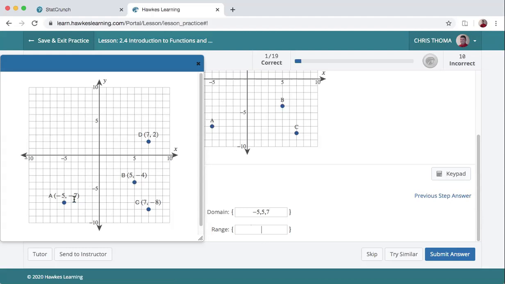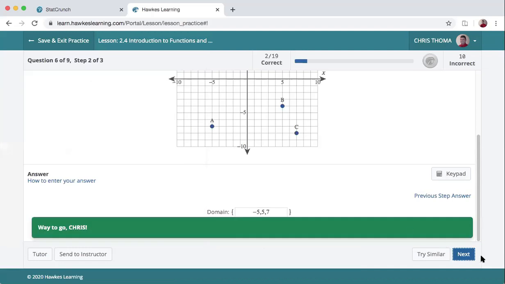Range are my y values, so -7, comma. My B is -4. My C is -8. And you don't have to put them in order. You can if you want. Because remember, I'm just listing all the possible values. I just went in order of points. You can put them in order if you want. You can see it does not matter. So remember, there's my domain and range.